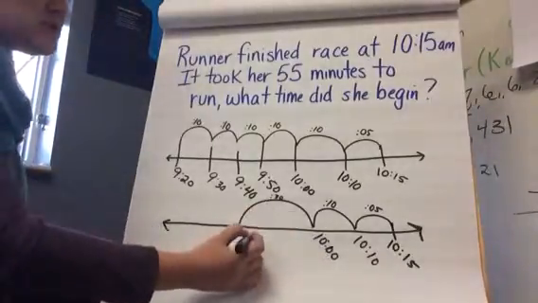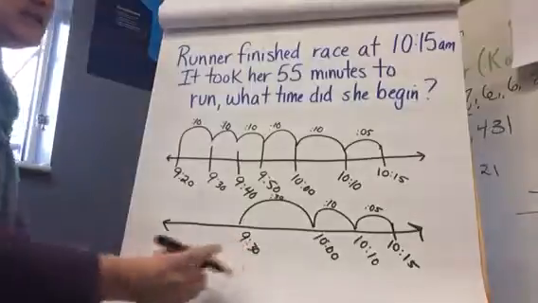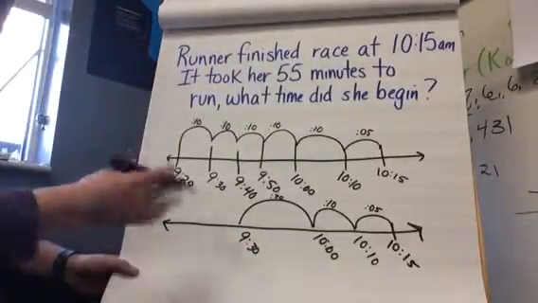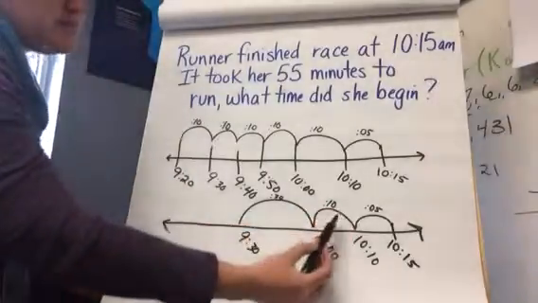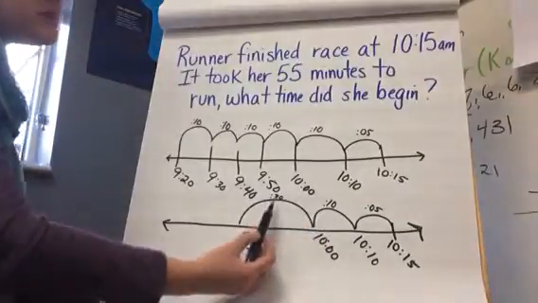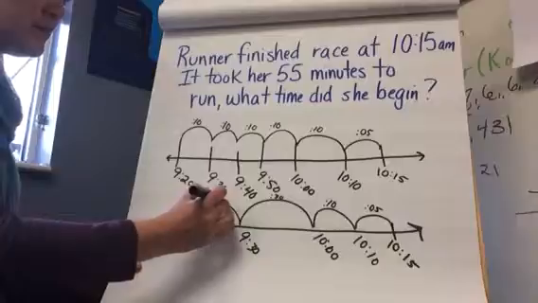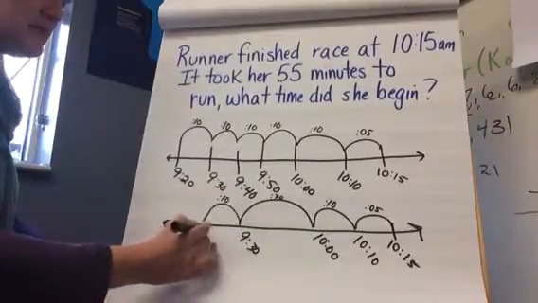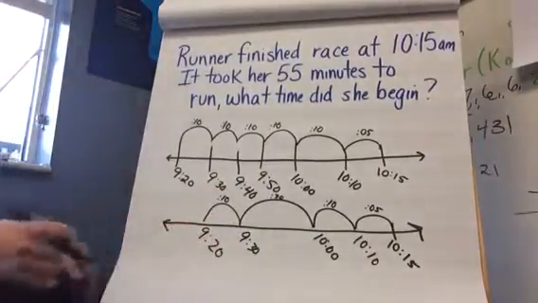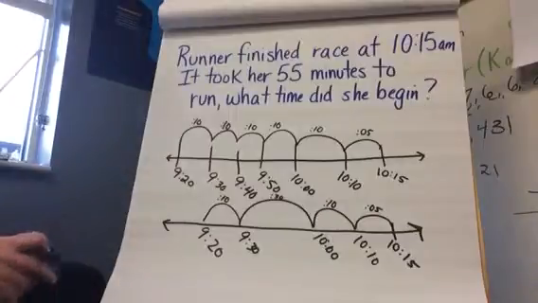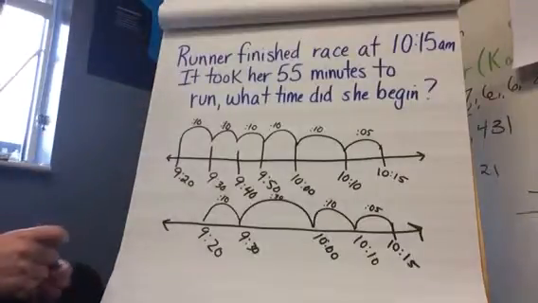So 10 o'clock minus 30 minutes will be 9:30. I need to check how many minutes I've accumulated. 5 plus 10 is 15. 15 plus 30 is 45. So I have another 10 minutes to go. Take away 10 minutes, I'm going to be at 9:20. Here I've shown how I can use the number line to answer this question.